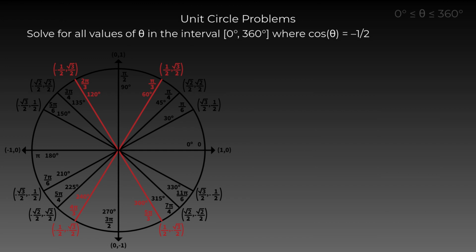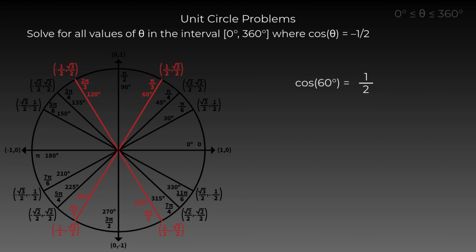Next, we find the reference angle by solving cosine theta equals positive 1/2. From the unit circle, we know that cosine of 60 degrees equals 1/2. So, the reference angle is 60 degrees. Now, we use this reference angle to determine the actual angles in the correct quadrants.